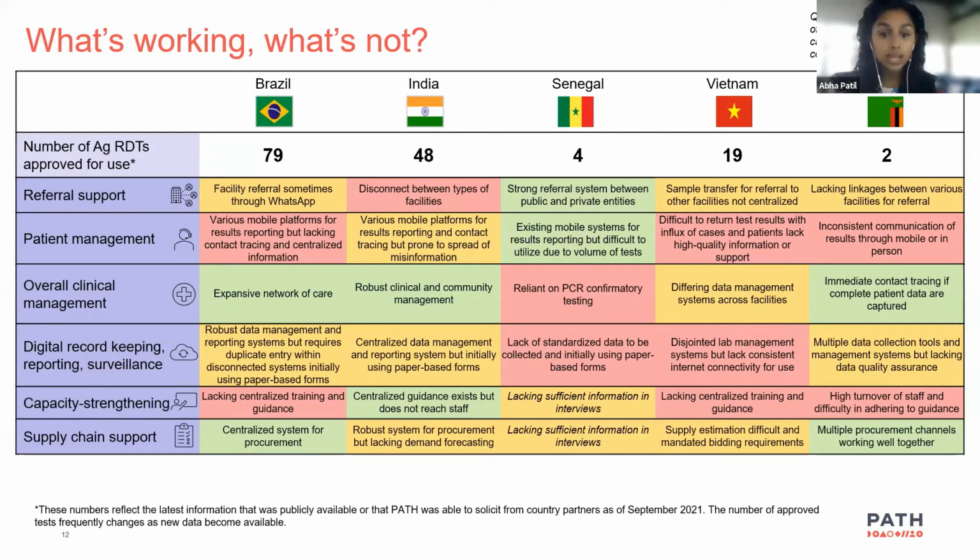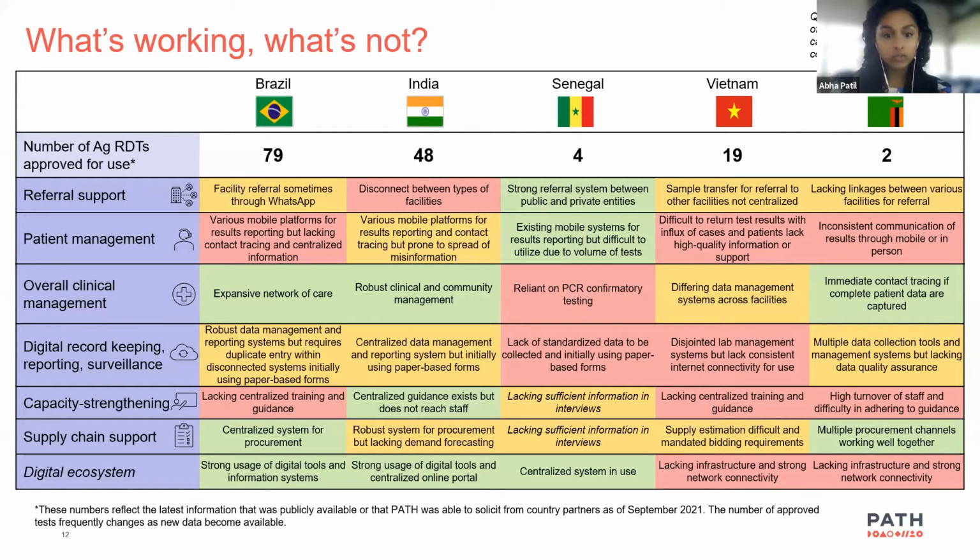In terms of supply chain support, there were a few countries that had more robust systems for procurement, but many of them were really lacking the feedback loops to use demand forecasting and properly quantify the usage of supplies at the facility level.